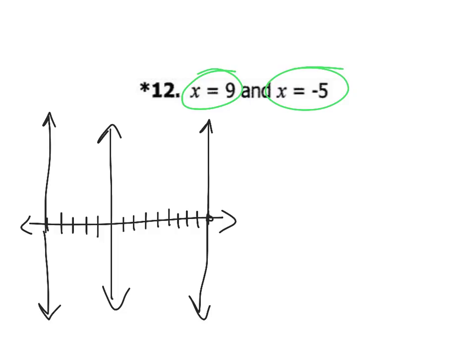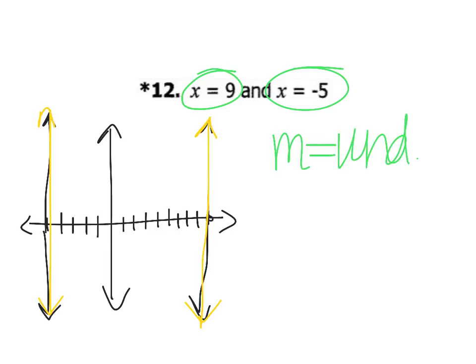All right, so these would be our vertical lines. x equals negative 5 and x equals 9. Both of those are vertical lines, and both of them have a slope of undefined. So both have the same slope. If they have the same slope, they are parallel.